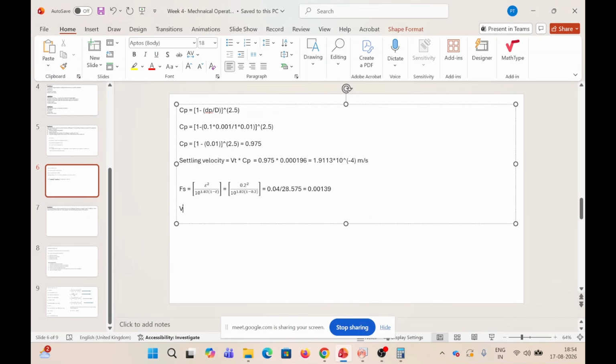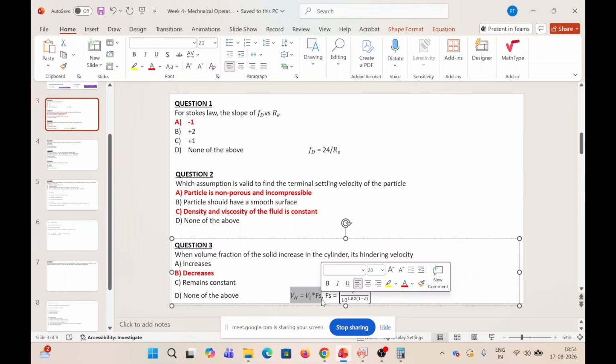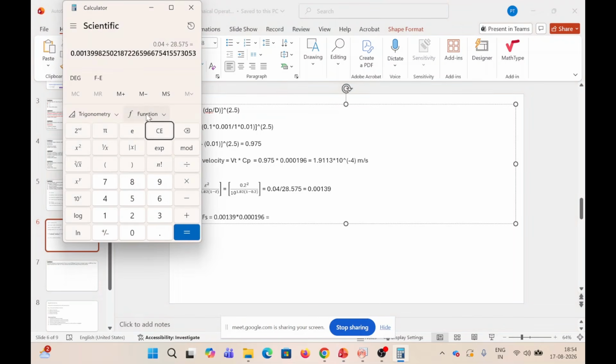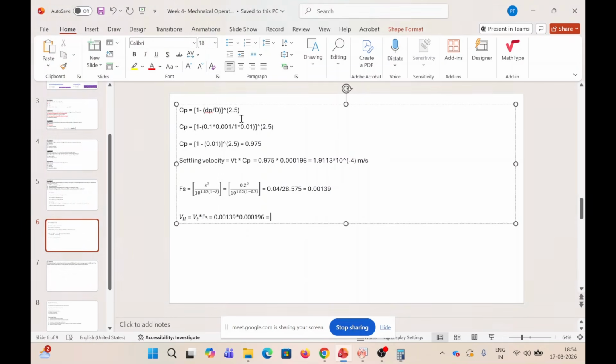0.00139. So now we need to calculate VH, which is nothing but VT times Fs. So we know Fs, 0.00139 times VT is 0.000196. So then the value will be 2.74 into 10 to the power minus 7 meter per second.